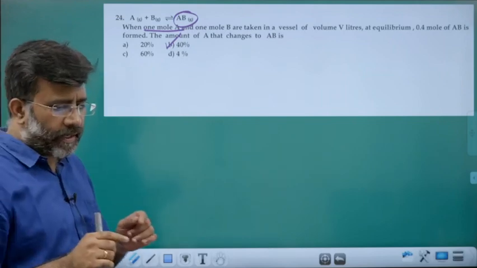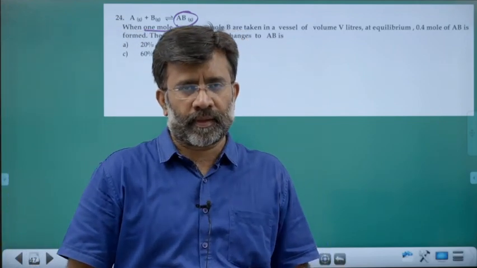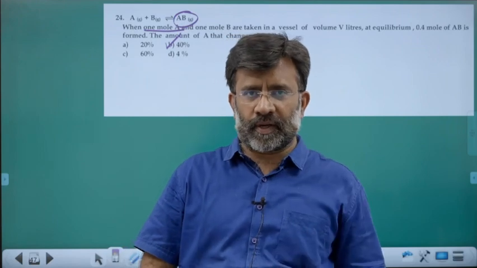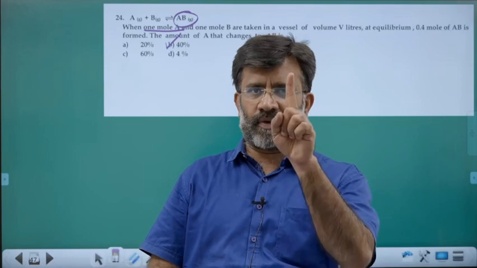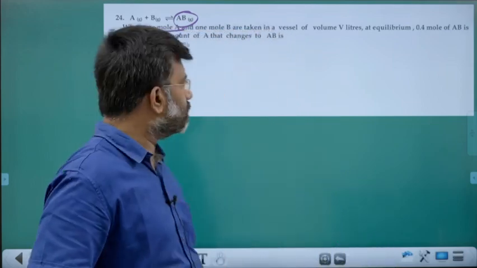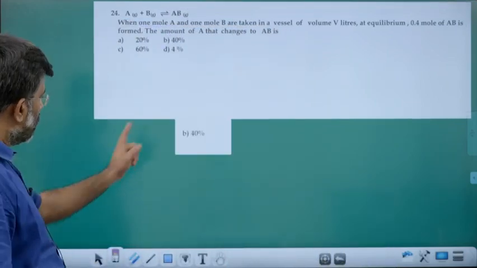See, AB obtained is 0.4 mole. That means AB obtained is 40%. That means A reacted is 40%. You are starting with 1 mole. B.